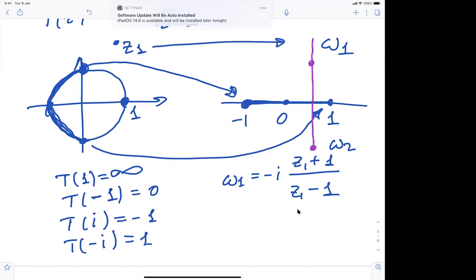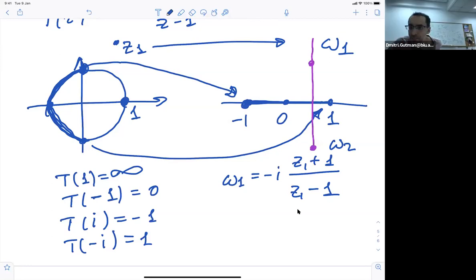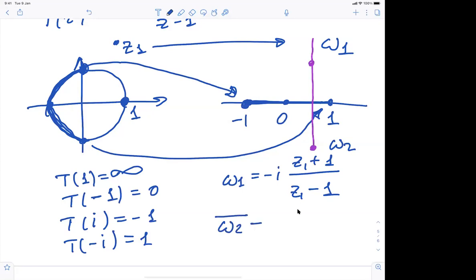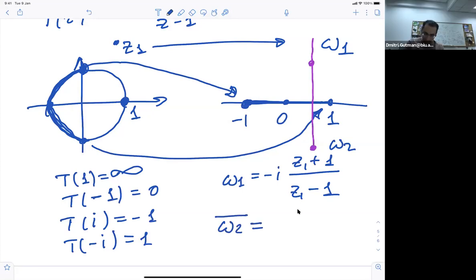It has a very simple algebraic meaning. Complex conjugate. Exactly. So point W2 is just a complex conjugation of the point W1, which in this case will be I times (Z1 conjugate plus 1) divided by (Z1 conjugate minus 1). So this is the point W2 on this plane.